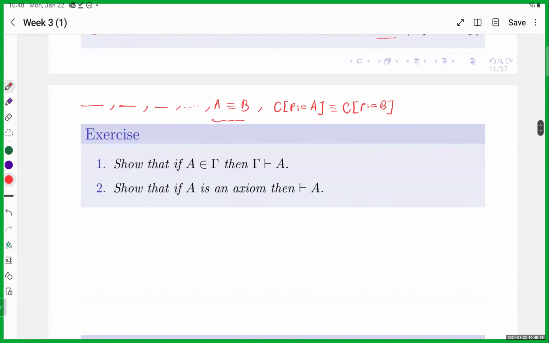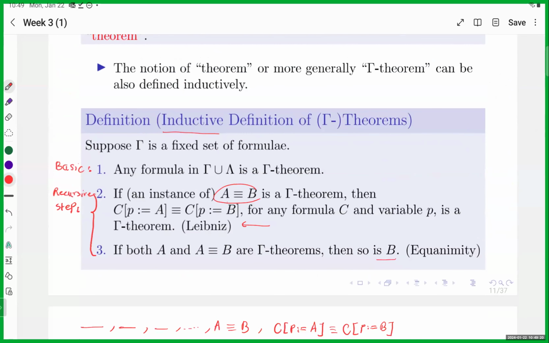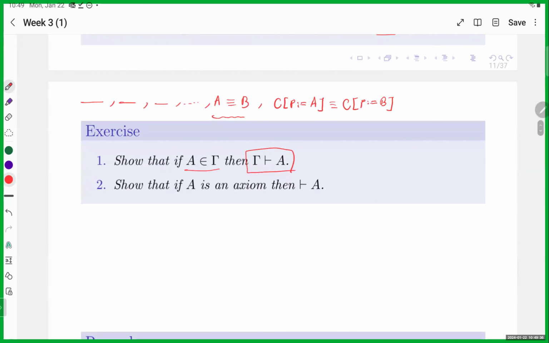So here are 2 exercises. Show that if A belongs to gamma, then gamma proves A. I already mentioned that. This is just for you to practice to see if you understood these definitions. What does this symbol mean? It means gamma proves A. What does that mean? It means that A is a gamma theorem. Gamma theorems are defined recursively, and I see in step 1 that members of gamma are gamma theorems. So A is a member of gamma, therefore it's a gamma theorem.